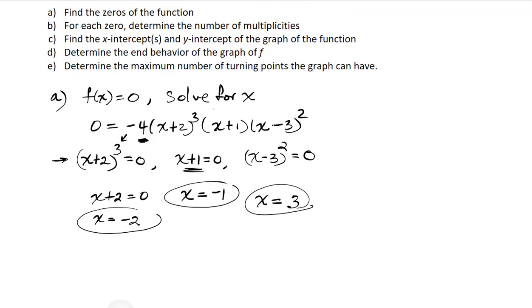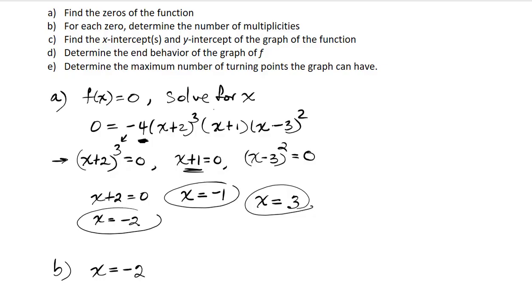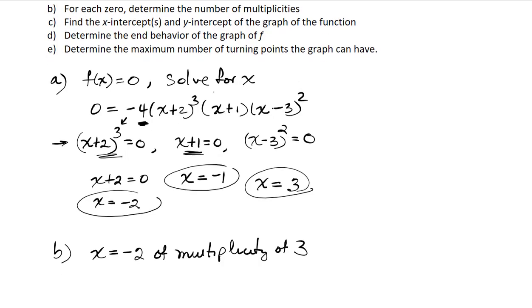For part B, find the multiplicity for each zero. So we're just going to take part A, x equals -2. As mentioned before, this one has a multiplicity of 3, since the power on that factor is the value 3. X equals -1. This one has a multiplicity of just 1, since this is only raised to the first power.